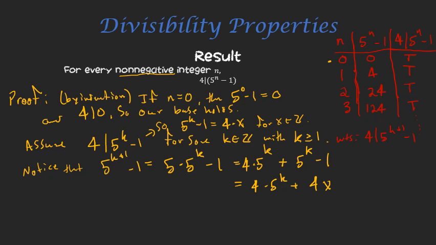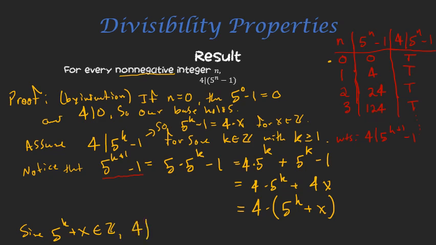Remember our goal here: we want to say that 4 divides 5 to the k plus 1 minus 1. So I want to write this thing as 4 times something else. Here I can see I can factor a 4 out. Again, this is just like the evens: if we can factor a 2 out, it means it's even. If we can factor a 4 out, it means that 4 divides that number. So this is 4 times (5 to the k plus x). And clearly this will be an integer: 5 to any power is an integer, and x is an integer. So since 5 to the k plus x is an integer, 4 divides 5 to the k plus 1 minus 1.